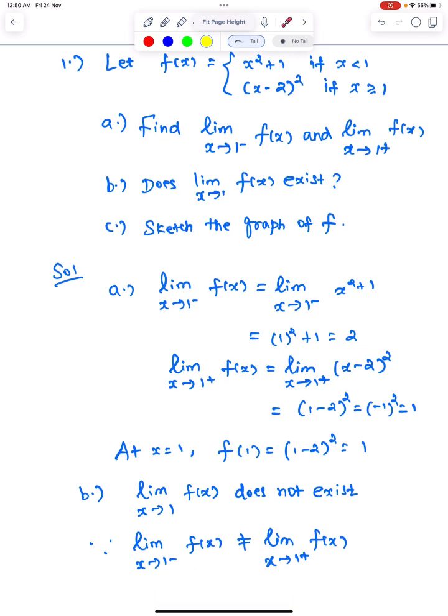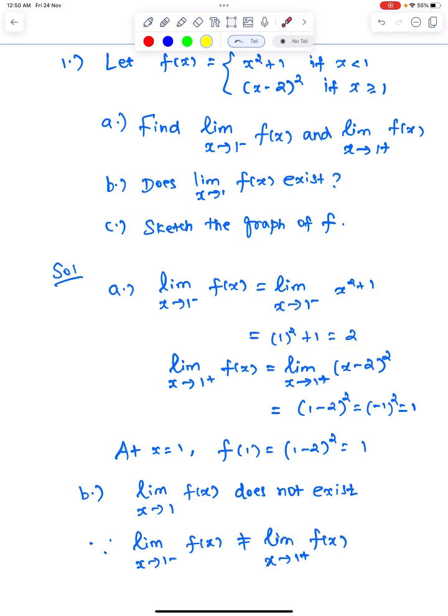Now, let me show you the first case. Question number A. Limit as x tends to 1 from the left hand side of f of x is equal to, we're just substituting, when x is less than 1, what is the function here? x square plus 1. So substitute 1. It doesn't mean that you are substituting the value of 1, it is just closer to 1, so we are taking it approximately as 1, right? So it will be 2.